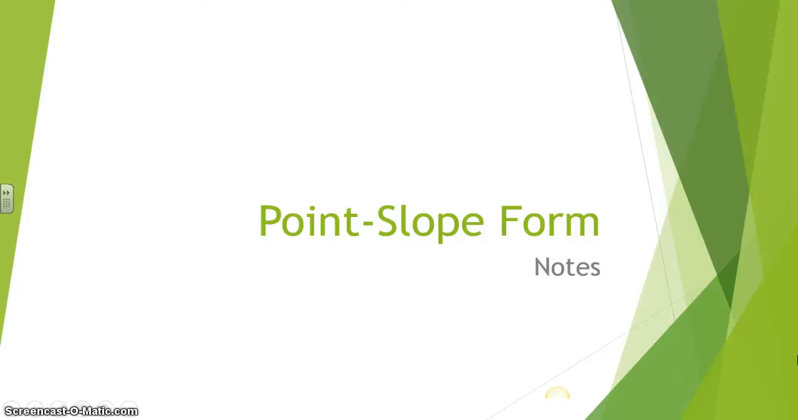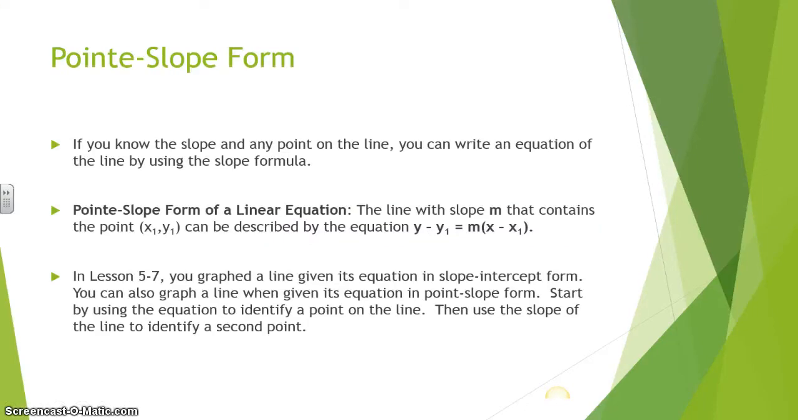The point-slope form. The point-slope form is when you're working with slope, you can find any point on a line and you can write an equation of the line by using the slope formula. There is a formula that you will need to know with the point-slope form, and our second bullet point here explains the formula. The point-slope form of a linear equation is when the line with slope m that contains the point x1, y1 can be described by the equation y minus y1 equals m, and then in the parentheses x minus x1. You're really going to need to know this formula for this section 5.8.